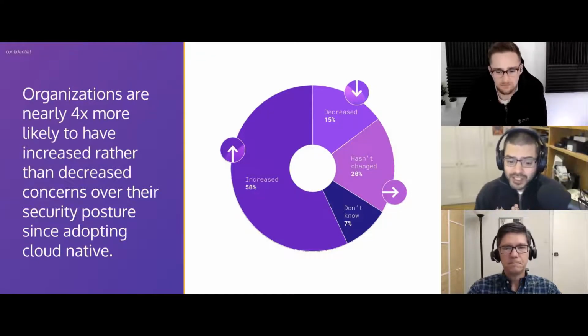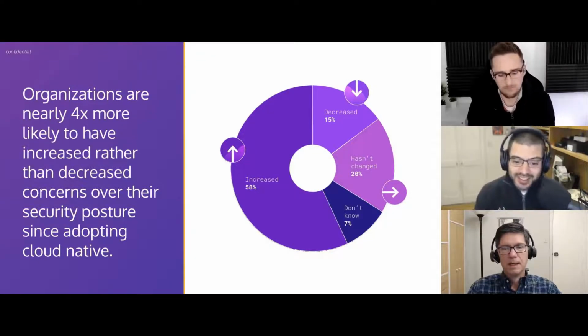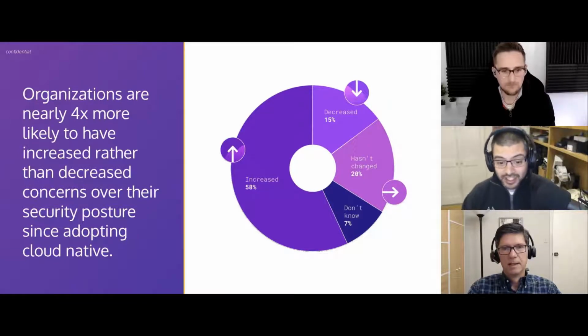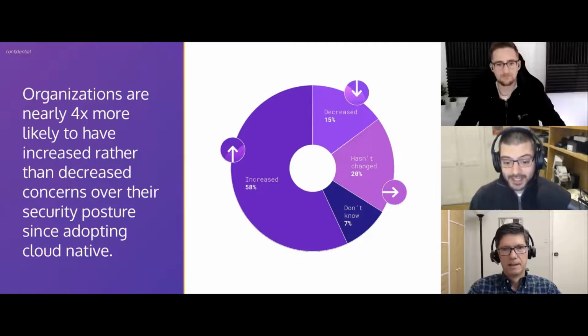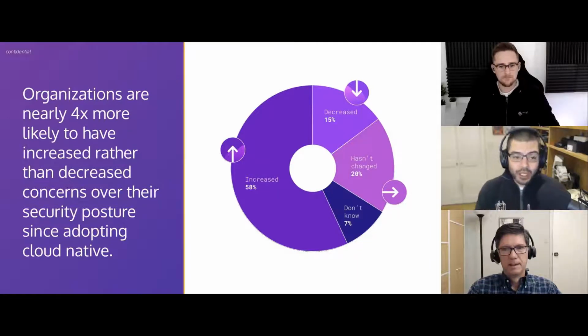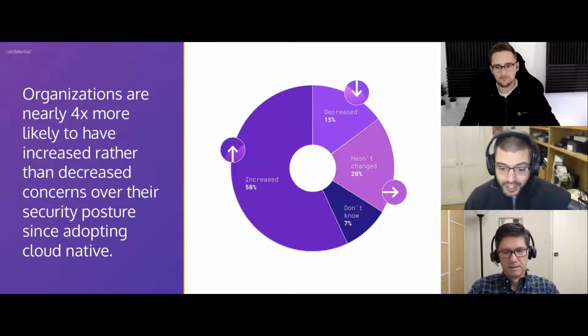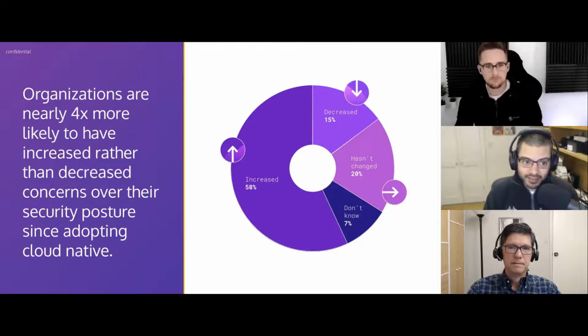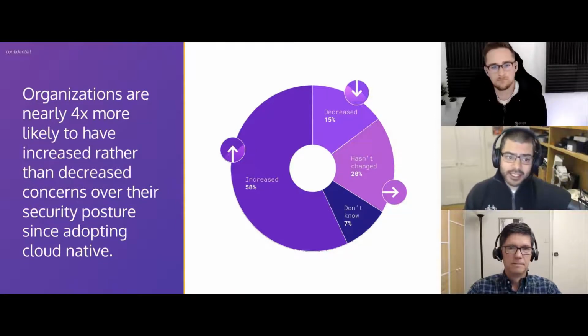And of course, concerns don't always relate to incidents and don't necessarily mean you are weaker there from a technology point of view. It could be anything from education to the teams just not having experience in these new technologies. So we asked the question: are you more concerned, less concerned, or about the same since moving into a cloud native space? And you can see here that organizations are almost 4x more likely to have an increased concern than a decreased concern.